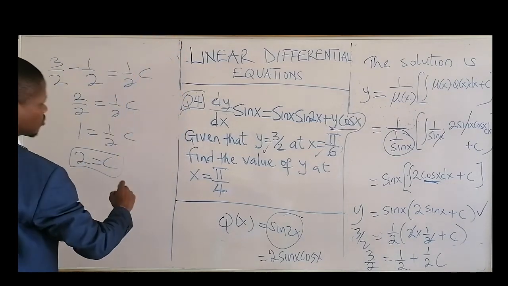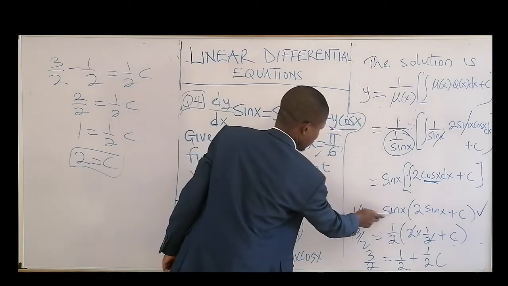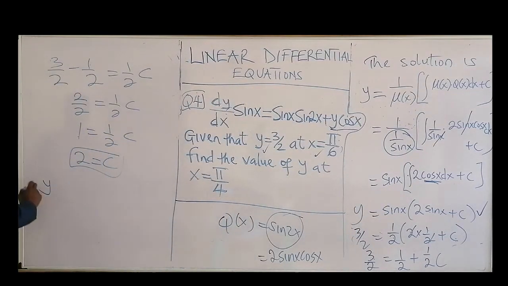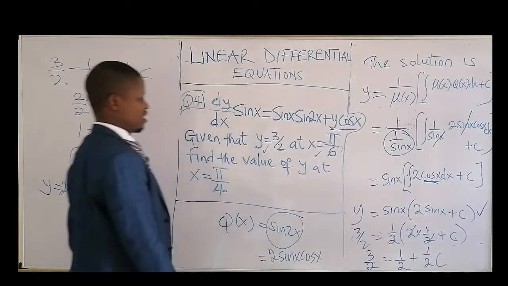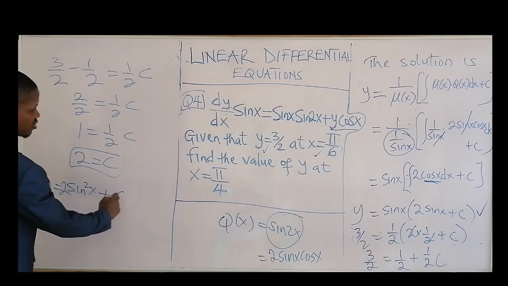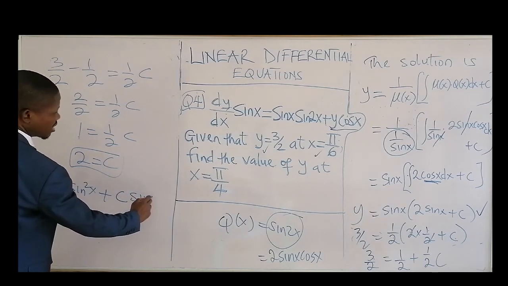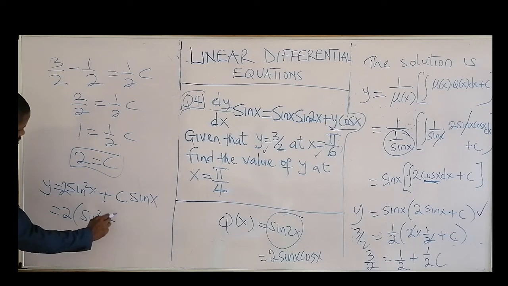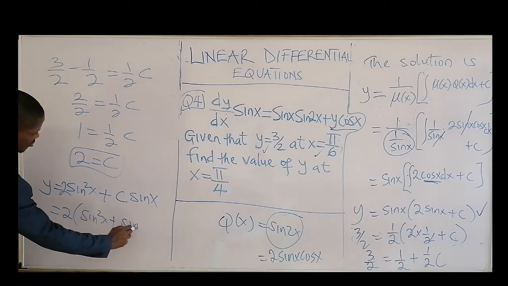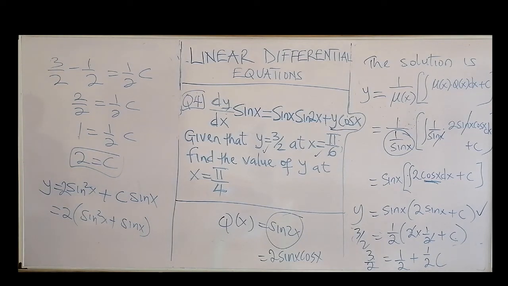Then we can now go back to the general solution. We can come back here. So y is equal to, you can expand that one. So that will be equal to sine x times 2 sine x, that's 2 sine square x, then plus c sine x. And I already have my c as 2, so that 2 can be outside, so that will be sine square x plus sine x.